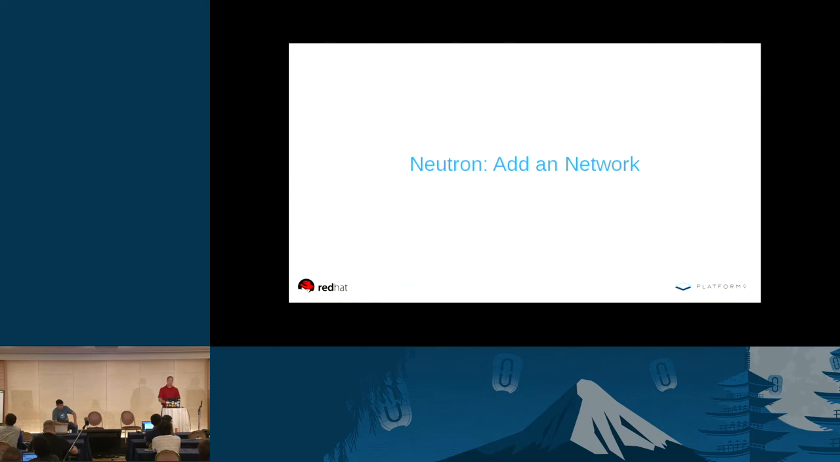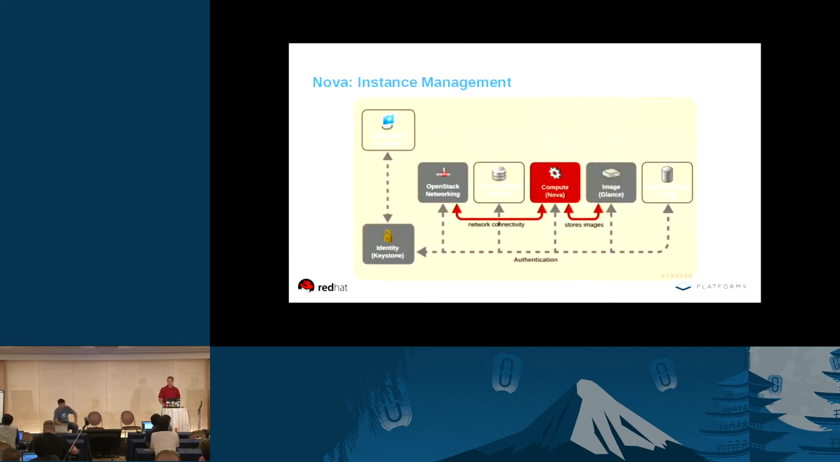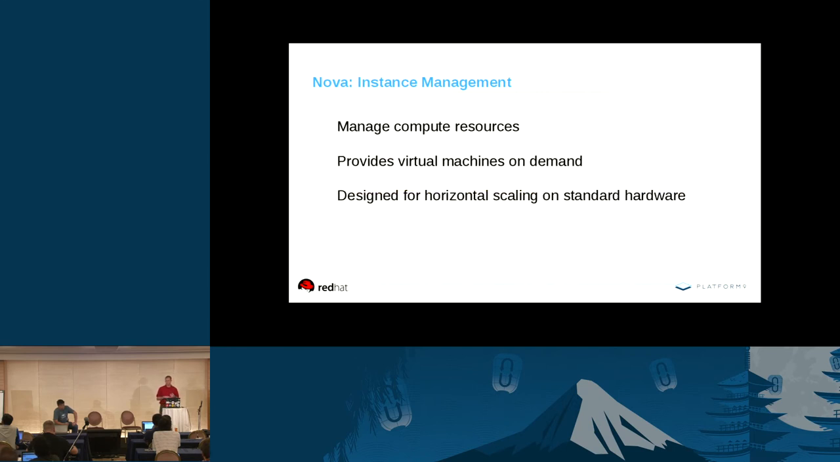So now we have an image in there that we can launch. We've got a network that we could launch the instance on. So we've come to launching an instance, which is handled by Nova, our hypervisor management. So it's going to manage compute resources. You can have lots of compute nodes, and Nova's going to know about those nodes. They all check into Nova, and then you can launch your instances, and they'll be scheduled across there.